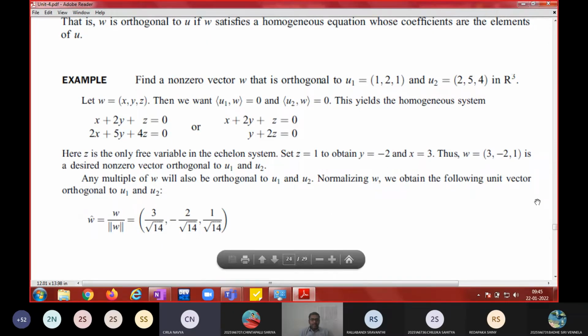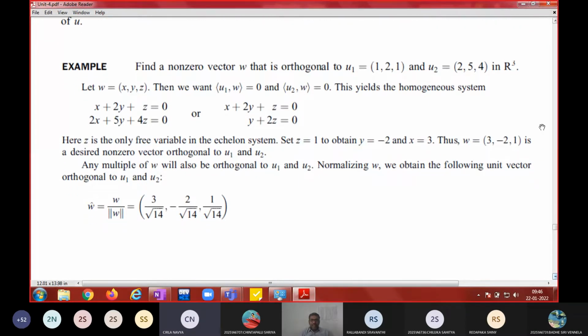Then for a special case, if you are giving a particular value, in general we give z equal to k. When you give z equal to k, you will get y and x in terms of k, by solving the system of linear equations. If k equal to 1, you will get one particular vector. So this is a vector perpendicular to these.